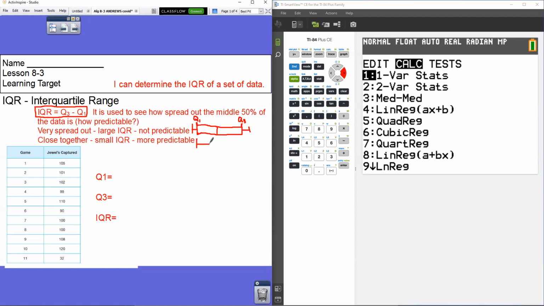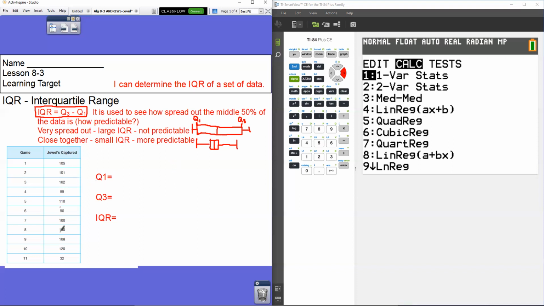Let me show you what that would look like. A very small IQR would look more like this. So you can see that 50% of your data is in that box. So 50% of your data is really, really spread out, as opposed to 50% of your data being very, very small. So a close together or small box is a small IQR, that's more predictable, more reliable data. Where the box is really big, it's less predictable.